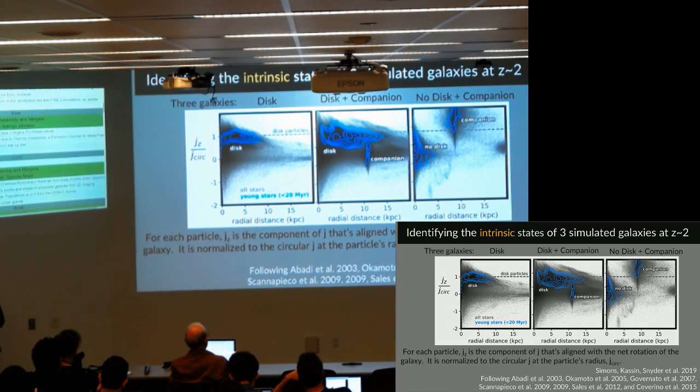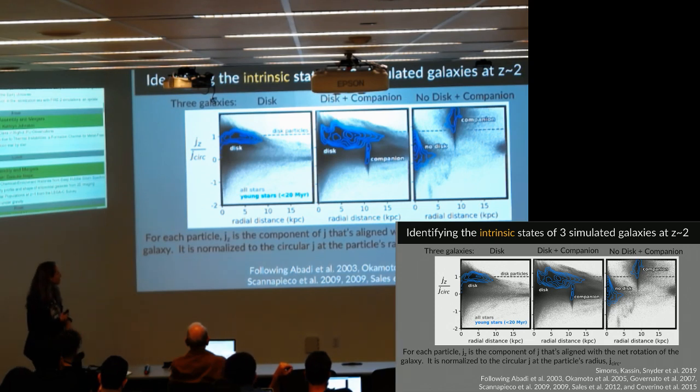For each particle, Jz is the component of angular momentum that's aligned with the net rotation of the galaxy. And here we're normalizing it to Jcirc. As many of you have shown, Jz over Jcirc of around 1 can identify disks, and around 0 shows a pressure-supported system. And so here are Jz over Jcirc plots versus radius for all stars in gray and for young stars in blue, showing contours in blue.